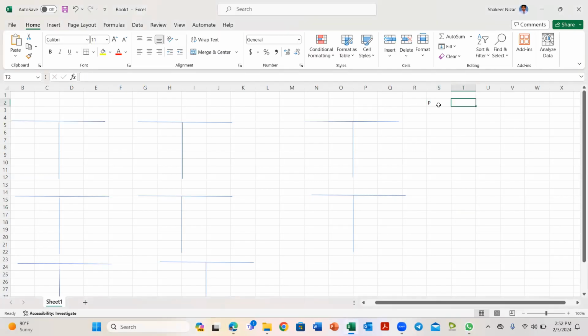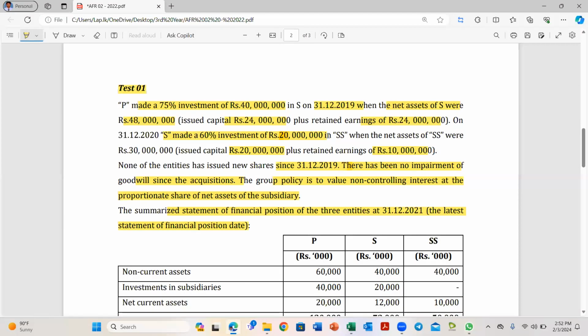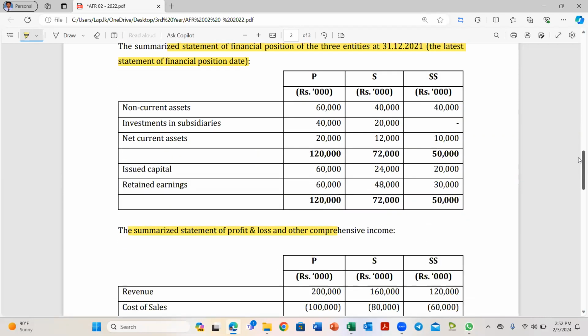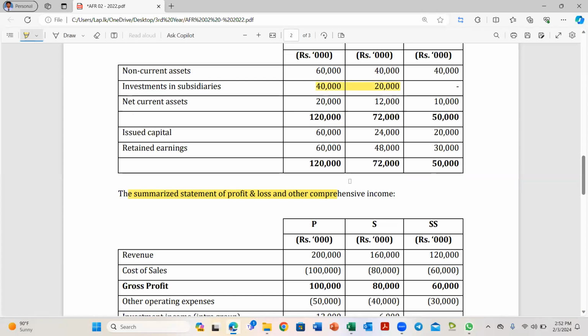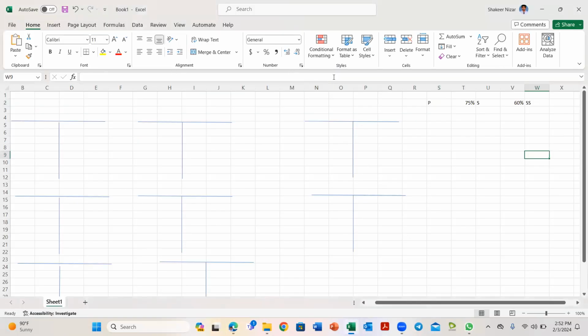P invests 75% in S. S invests 60% in SS, right? This is a vertical group, not a D-shaped group, right? You can see here. Not a D-shaped group. This is a vertical group. 25%. Right, you can see here. I think I'm not going to repeat it.